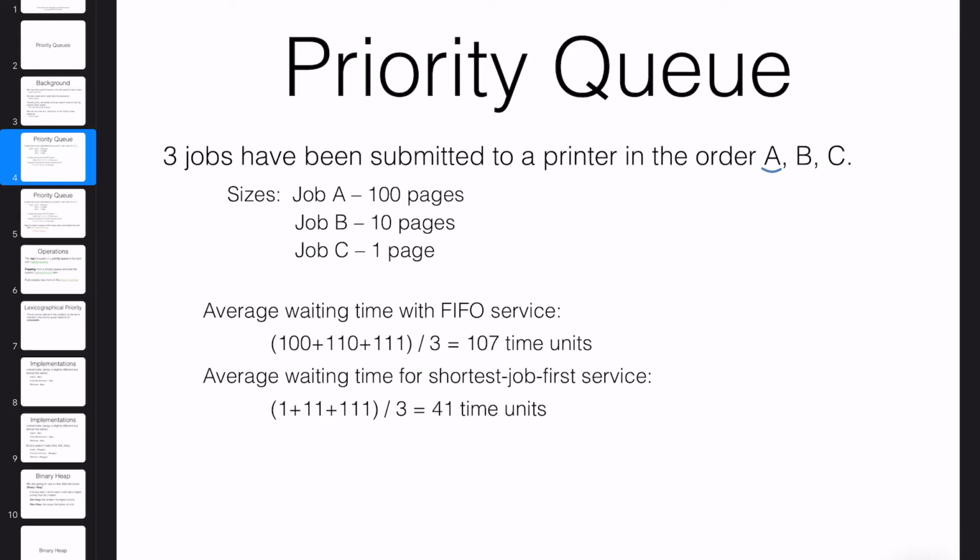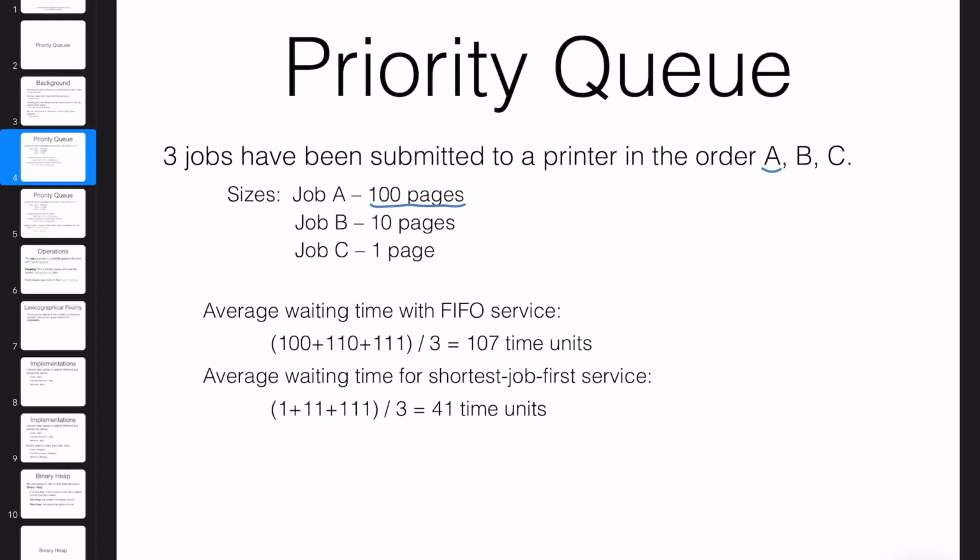What is going to be the average waiting time for this? For job A, the waiting time is how much time it would take to print the whole job, because you are not going to wait for anything else to be done. But you have to wait until all of the pages in this job are printed. Just assume that each page takes some unit of time. Doesn't matter how much, just some time units.